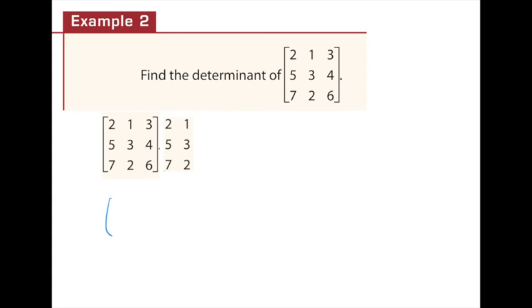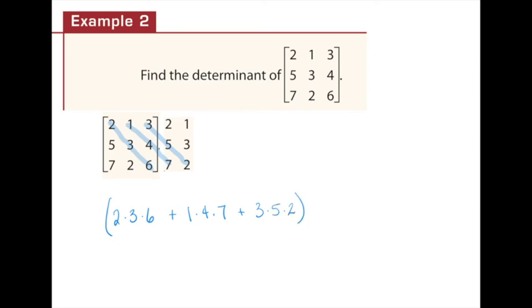So I'm going to multiply my first diagonal, which is 2, 3, and 6. So I'm going to say 2 times 3 times 6, okay? And I'm going to add to that the next diagonal, which is 1, 4, 7. So 1 times 4 times 7, plus the third one, 3 times 5 times 2. Okay, that's my first one.